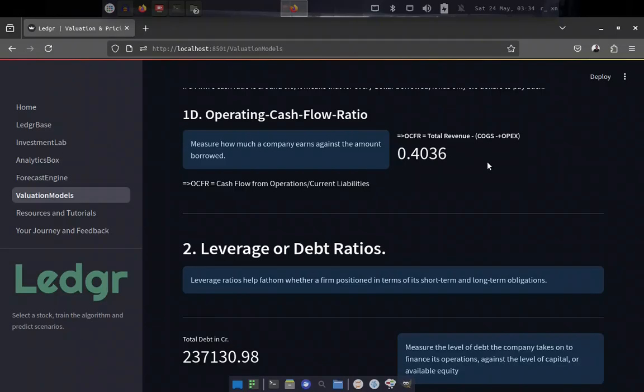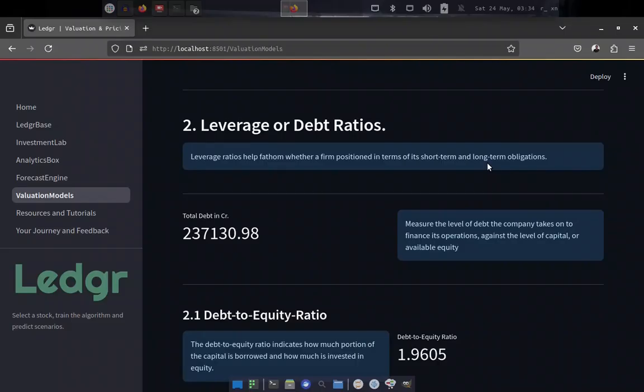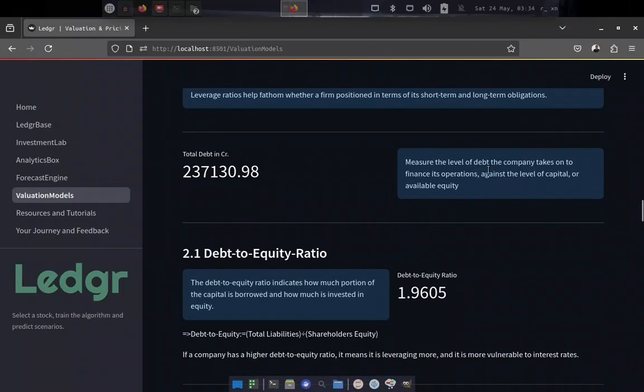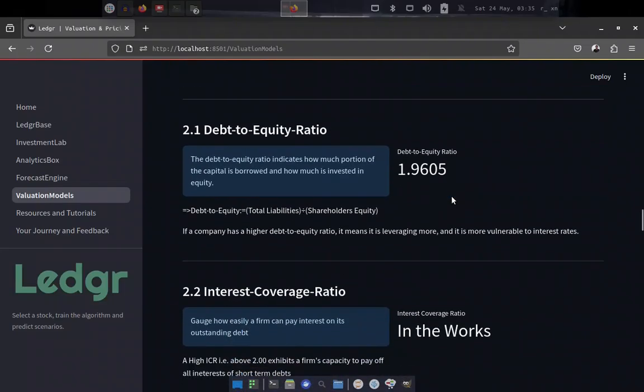Next we come to the debt ratios, the leverage ratios. This is about the positioning of the firm in terms of its short-term and long-term obligations to the economy. This is the total debt that the firm has. Following that is the debt to equity ratio. Do we have enough equity to cover that debt? This indicates how much portion of the capital is borrowed and how much is invested in equity.